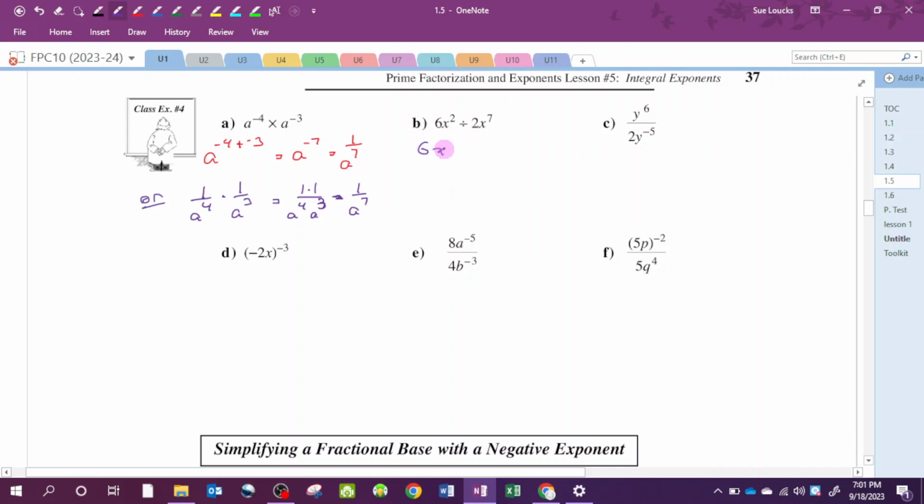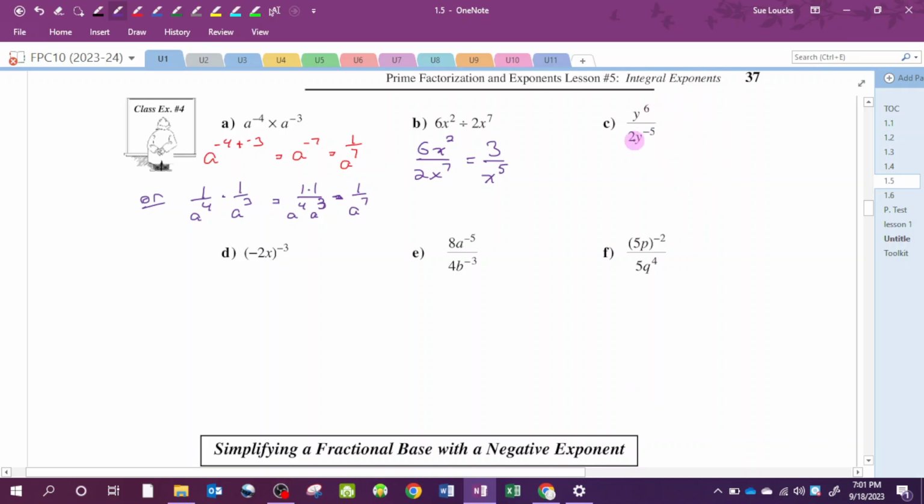So we've got 6x squared over 2x to the 7, and then 6 over 2 becomes 3. And when I've got x squared in the top and x to the 7 in the bottom, I'm again picturing if I cancel 2 x's to get rid of the numerator, I'm taking 2 away from the denominator, and I'm left with x to the 5 in the denominator.